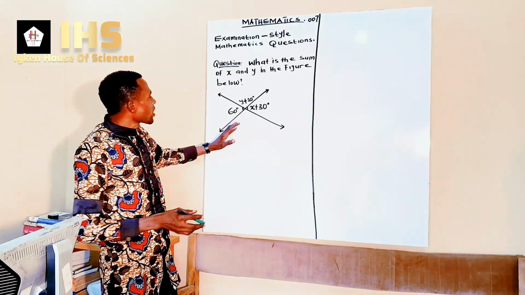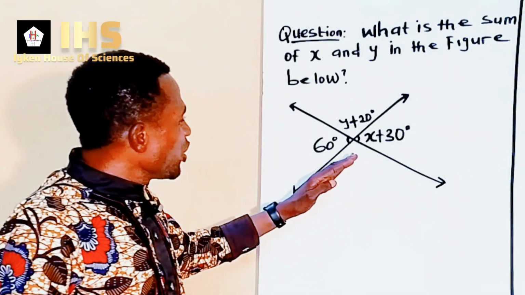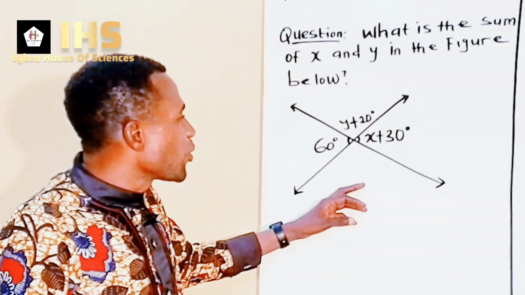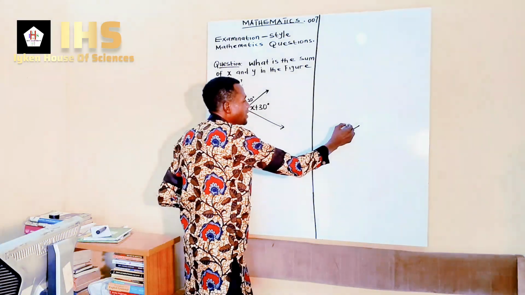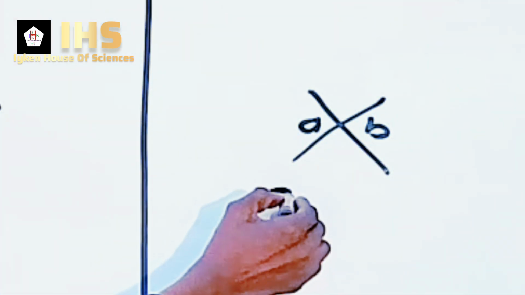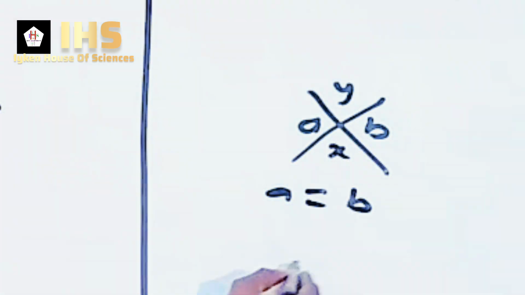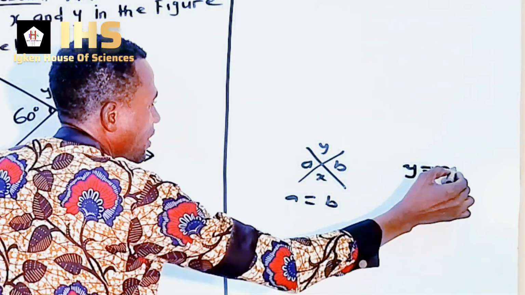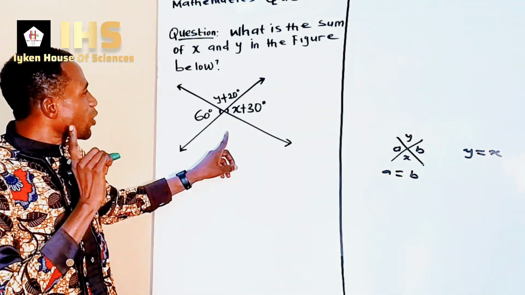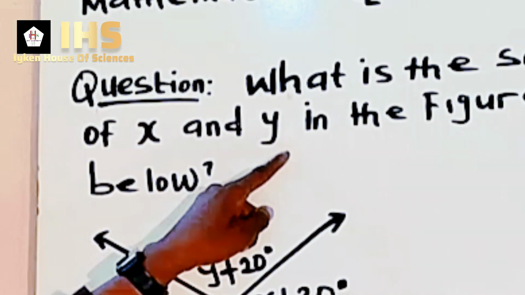This is the figure. If you look at this figure very well, you will agree with me that we have vertically opposite angles here. And we say vertically opposite angles are equal. If here is A and here is B, it means A is equal to B. If here is Y and here is X, it means Y is equal to X. So the same idea will come here. But the question, remember, is to find the sum of X and Y.